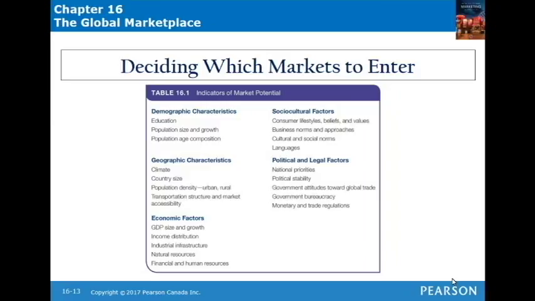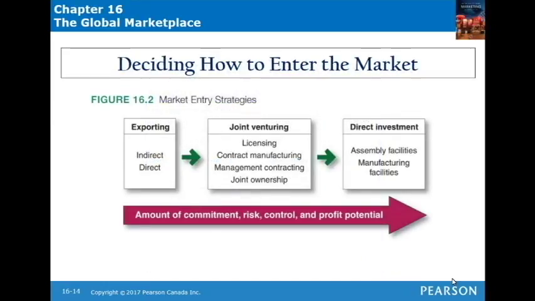Next, socio-cultural factors: consumer lifestyles, beliefs and values, business norms and approaches, cultural and social norms, languages. And the last category, political and legal factors: national priorities, political stability, government attitudes toward global trade, government bureaucracy, monetary and trade regulations.